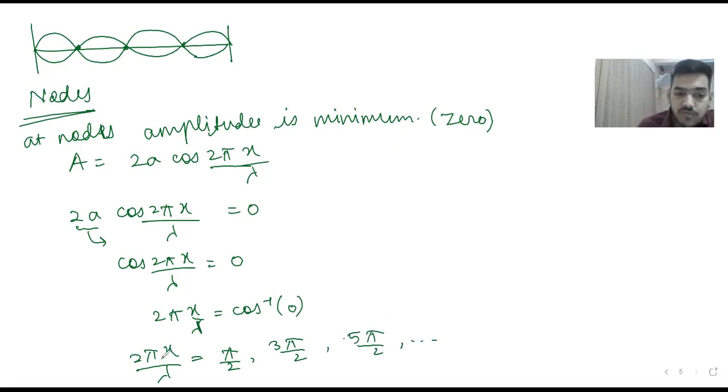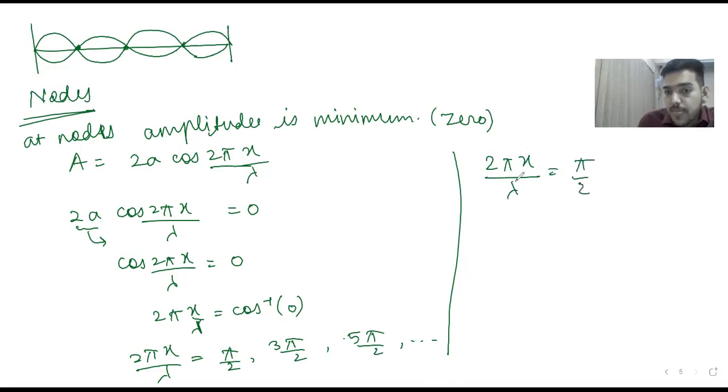Now students, if I solve this for the first node, 2 pi x upon lambda is equal to pi by 2, what will I get? So pi will get cancelled out. X is equal to what, students? What will be the value of x which I'm getting here?